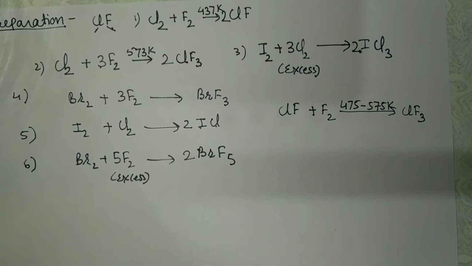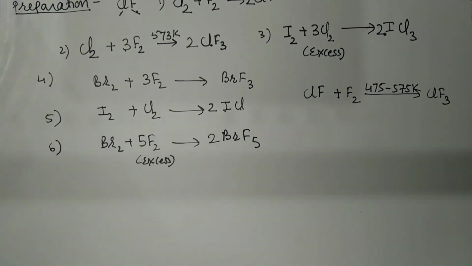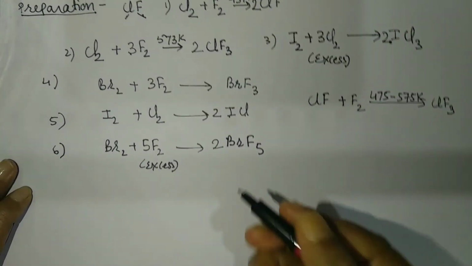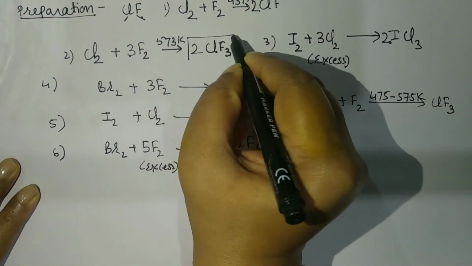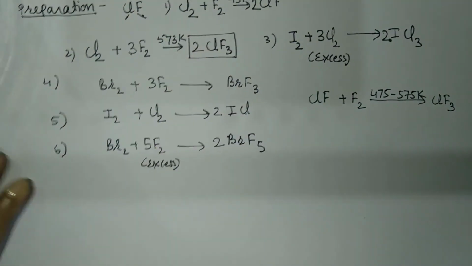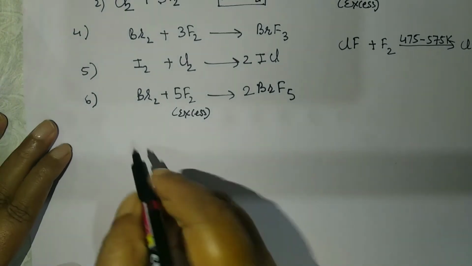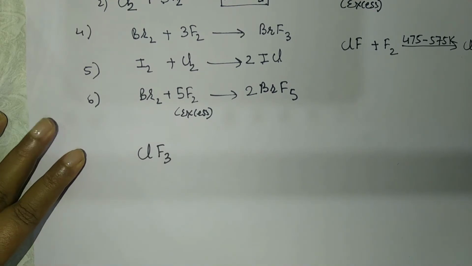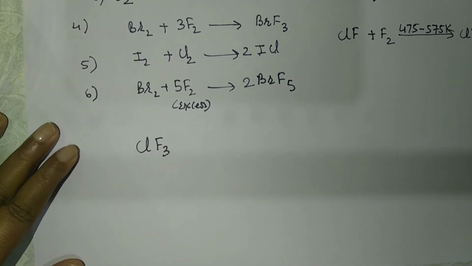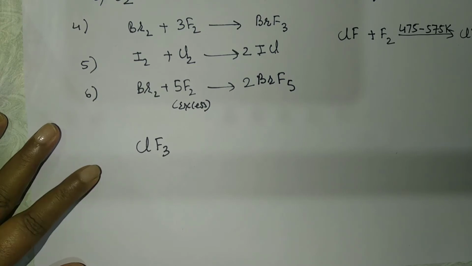So let us see the type of hybridization and the geometry those interhalogen compounds will exhibit. For that, let us take the first example. Any one example you can have. I am taking this example, that is ClF3, and let us see what type of hybridization it will exhibit. So ClF3. There is a very easy trick to find out the hybridization and the geometry of the compounds.